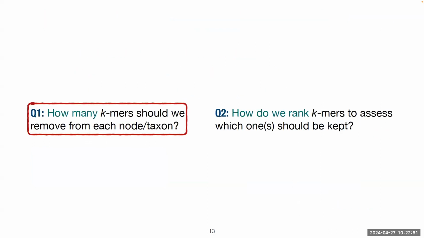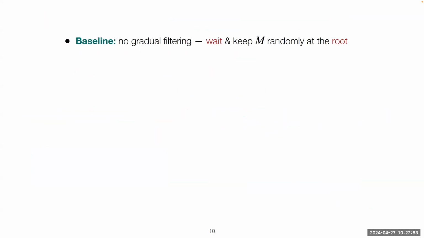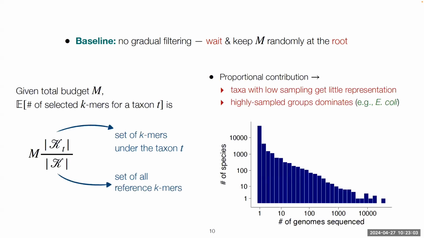So the first question is, how many k-mers should we keep for each taxon? Baseline, you don't need to do anything. You can just wait until the end, and randomly select M k-mers from the global k-mer set. But the problem is that this will lead to proportional contribution by each taxon, and that means we have sampling bias. Some species are far better represented than others. For example, for E. coli, you have thousands of species, and the final library would be dominated by such groups if we do proportional contribution.